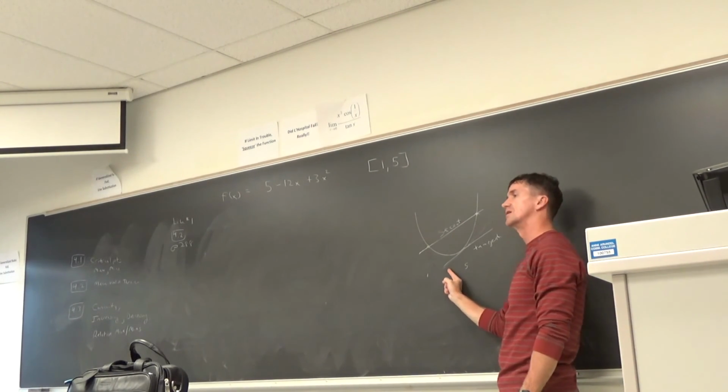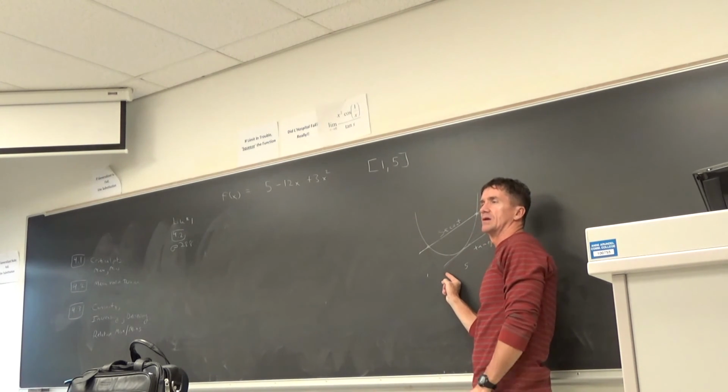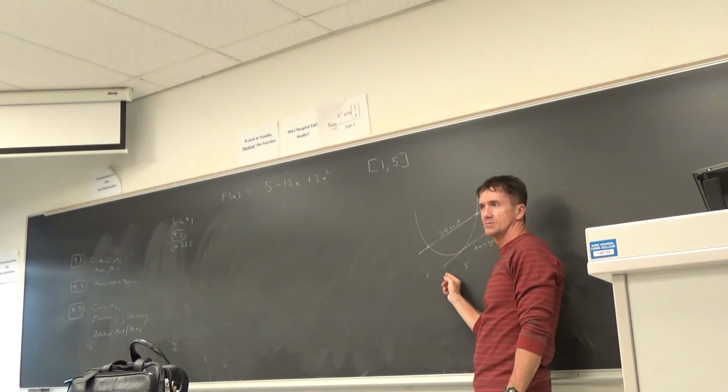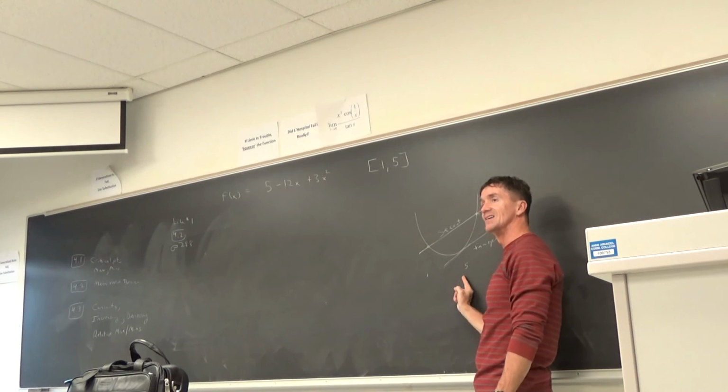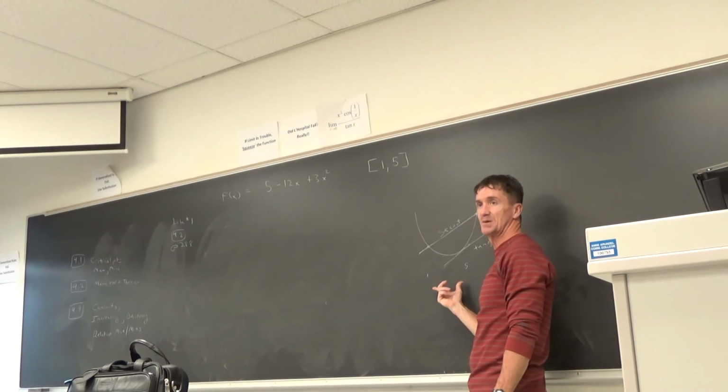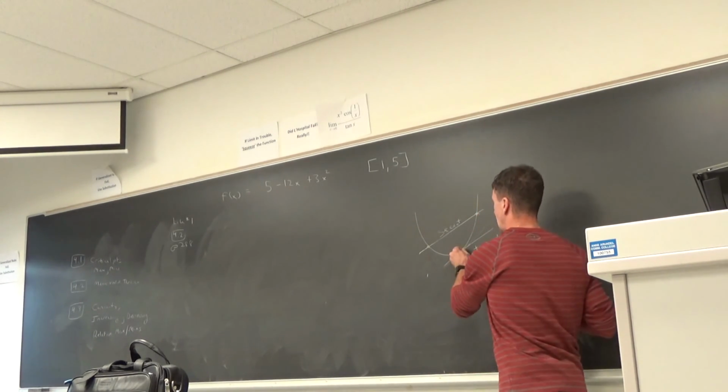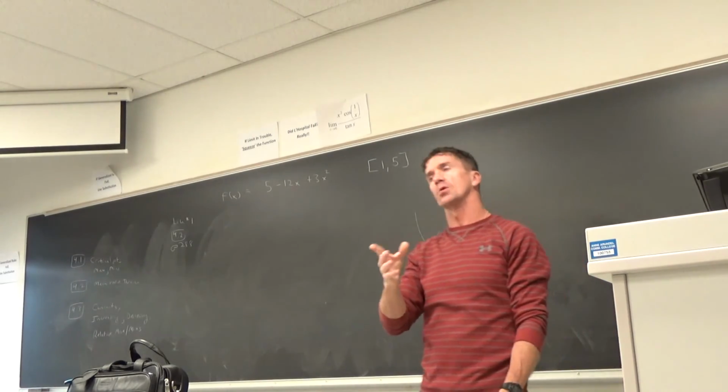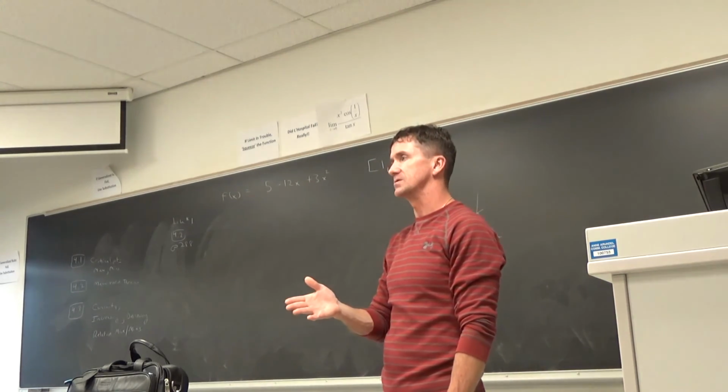Maybe it's at x equal to 3, but maybe it's x equal to 3.5 or something. Maybe it's exactly halfway. Sometimes it's exactly dead center in the middle where it happens. But it has to happen at least once, and it can happen more than once.